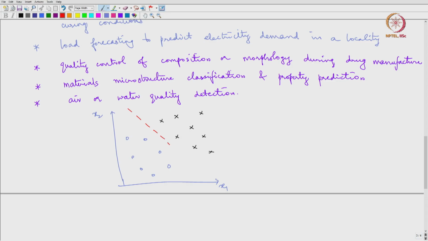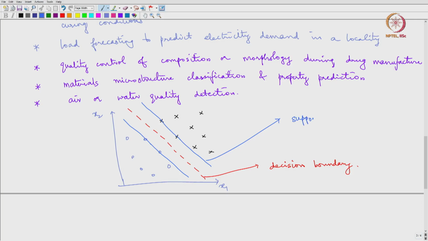So what we do in support vector classification is we find a hyperplane, and that I am drawing here in the dashed red line. This is the decision boundary, and then these are supported by the so called support vectors. So you have a support vector here, and then you have another support vector here. You can see that these support vectors are passing through the points that are closest to the decision boundary. Whatever is drawn in blue here, these are the support vectors.